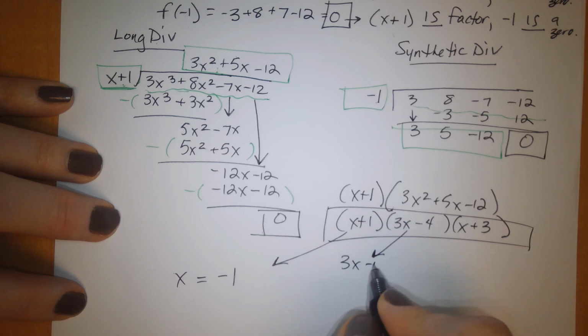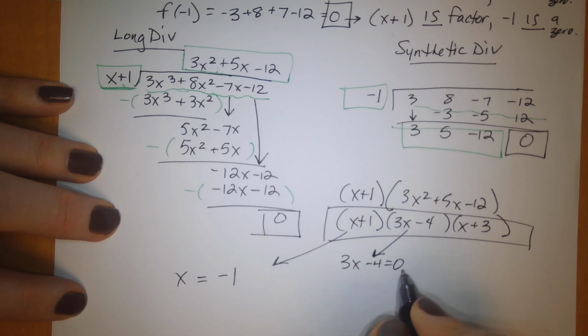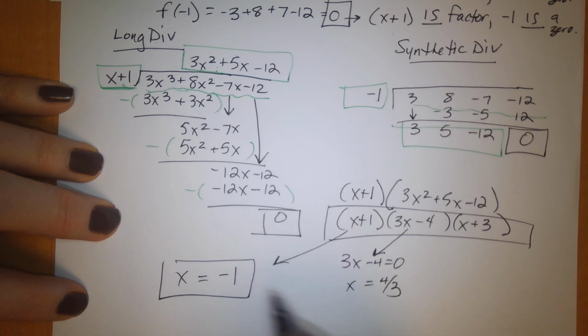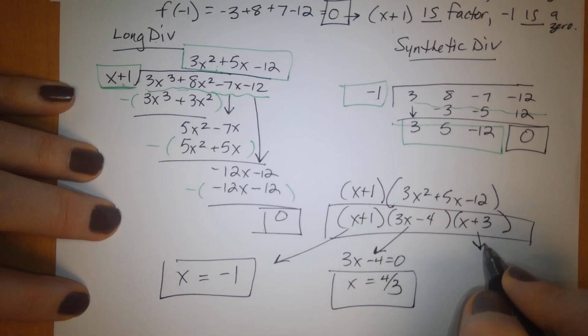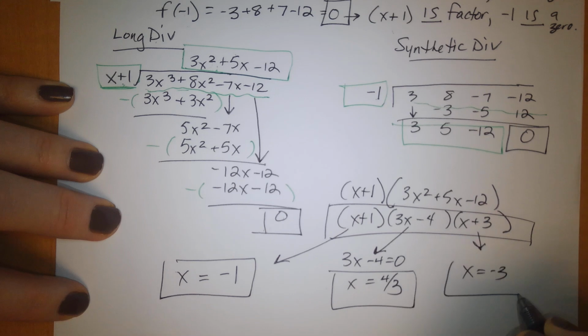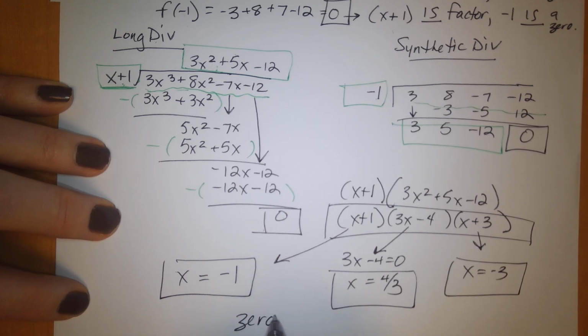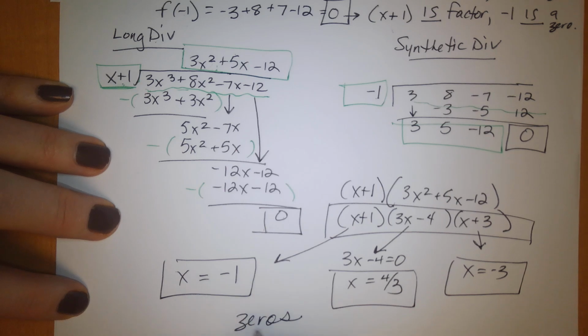Well, we set this equal to 0. I add 4 and divide by 3. And this one says x is -3. So I have 3 zeros. These are my zeros at -1, 4/3, and -3. So I have 1 positive zero, and I have 2 negative zeros.